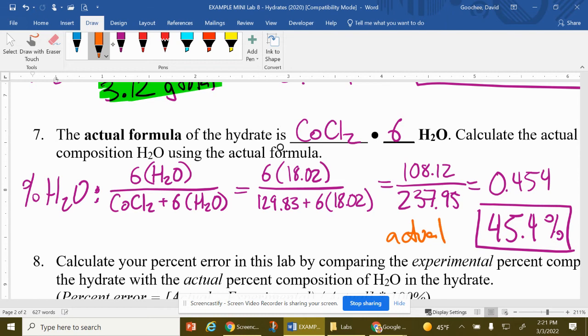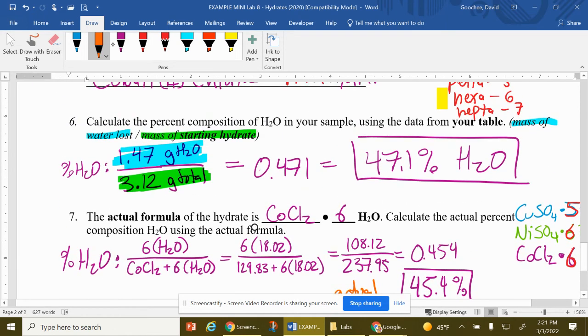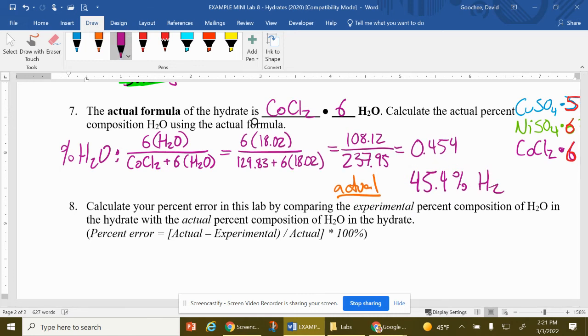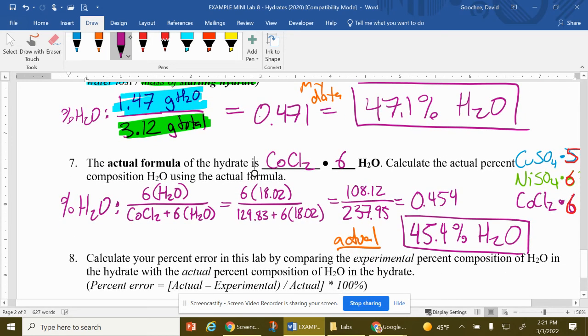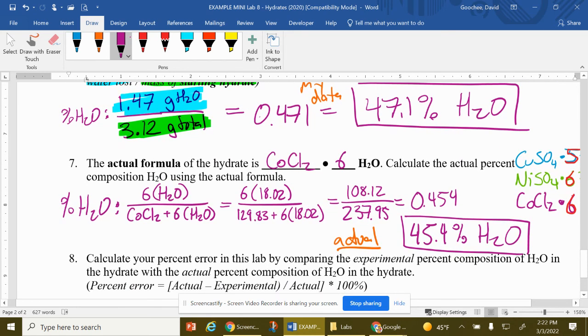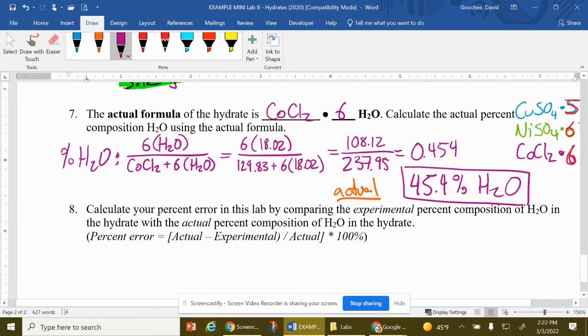So this is the actual percent. All right, this is the actual percent composition of water in this compound. This is what I got. This is the actual amount, okay? So we can see that I was actually pretty close, all right? This compound is actually 45.4% H2O. I got 47.1% H2O. So I'm off, but I'm not that far off, okay? Pretty close, good data.